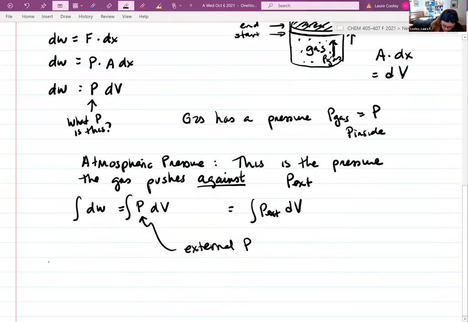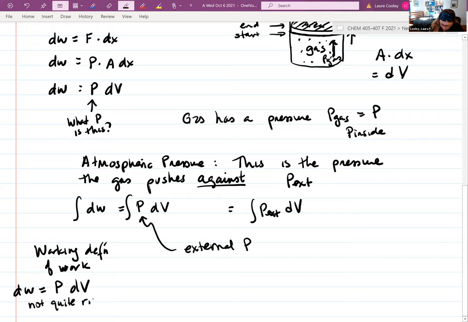So we start with what I'm going to call a working definition of work, and I call it this because we have to fix it later. It's not quite right. We say dW is P dV. We're going to talk about why that is in a little bit. But anyway, when you go to integrate this, you get the work. And this P external, if it's constant, which atmospheric pressure is, we're going to take it out of the integral sign.